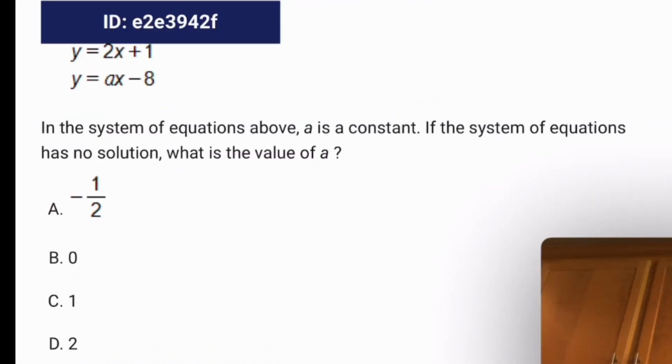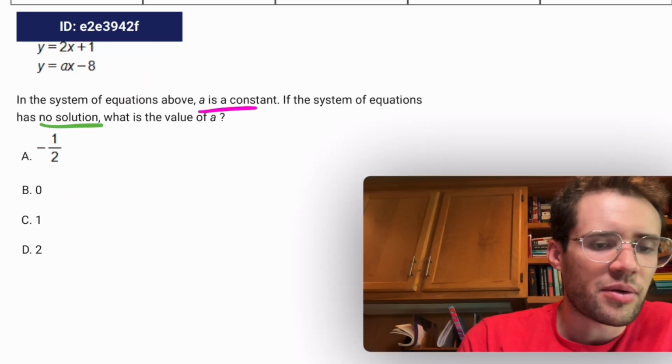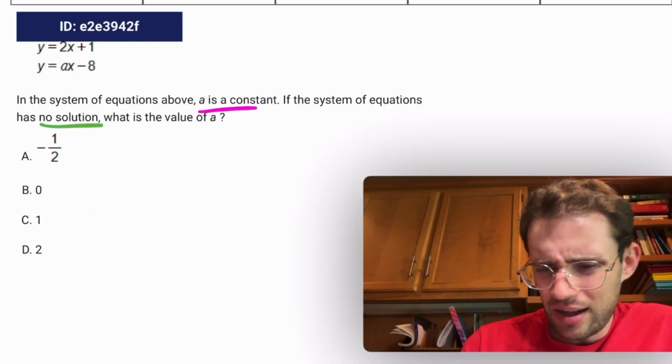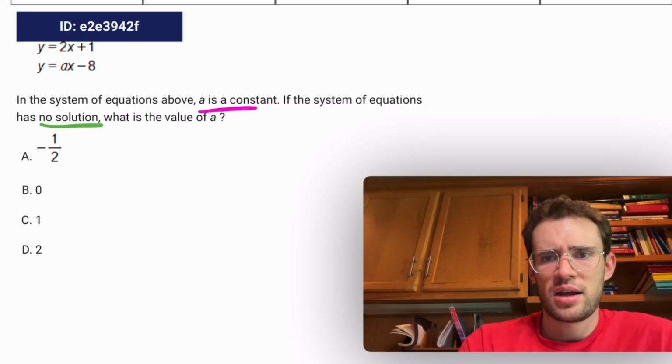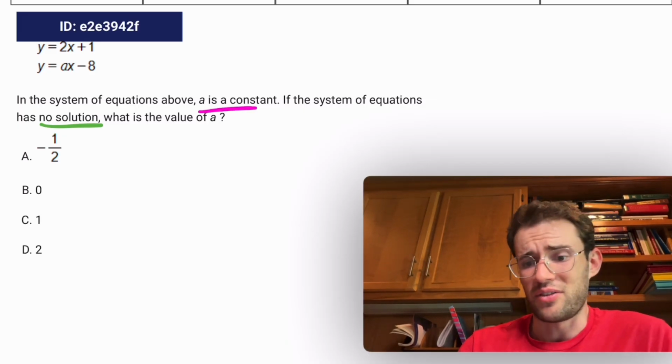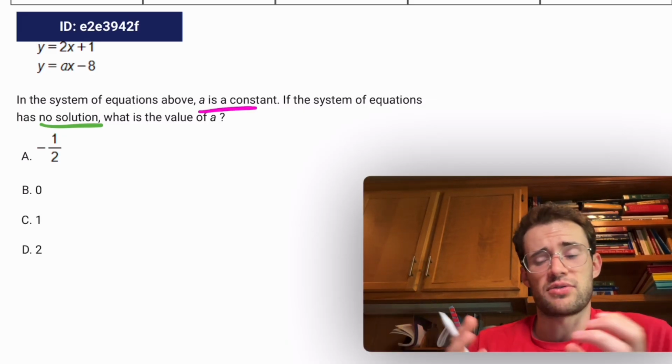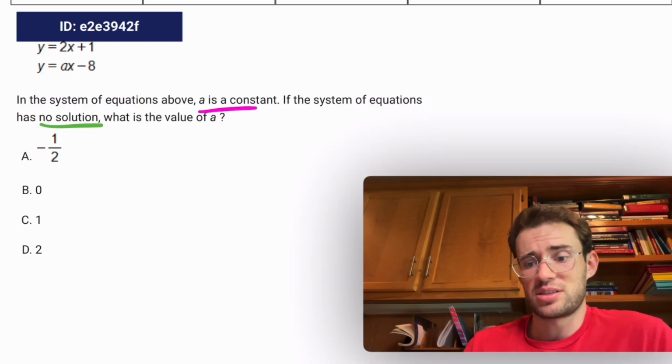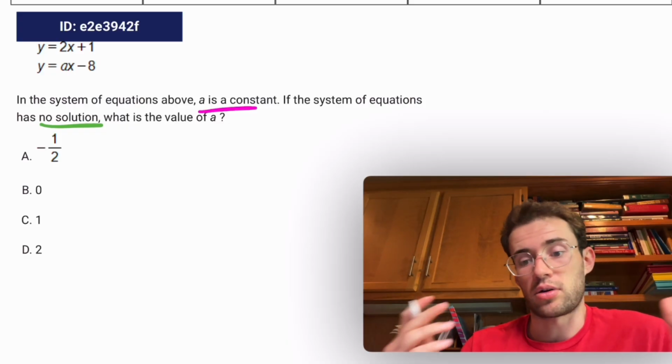In the system of equations above, a is a constant. So a is a constant. If the system of equations has no solution, what is the value of a? Okay, well, this one's, again, really nice. I think it's interesting that within the difficulty hard, they'll have a wide range of actual difficulties of problems. Some of them are much simpler than others, even though they're both classified as hard.